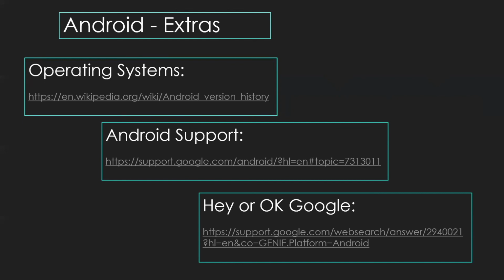There's also a link here for Hey or OK Google. When you go to a browser and start doing a search for help, sometimes you're not sure of what you get and where that information is coming from. So these links are going to be directly from support at Google, except for the first one, which is Wikipedia. That one is just some interesting information about operating system versions from Android. You can notice on those, they're all named after something sweet.